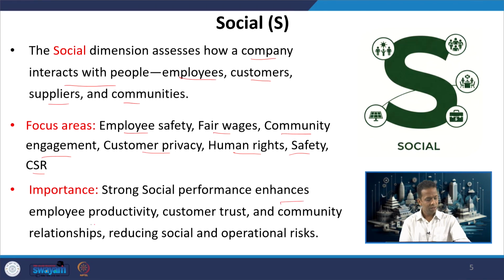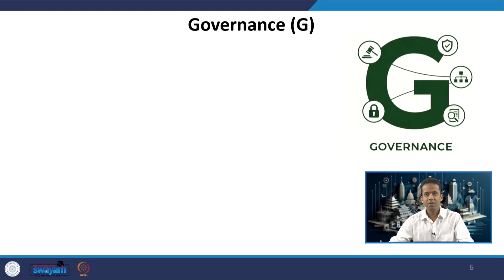It will enhance employees' productivity if employees' interests are being taken care of, if all the employees are provided good facilities of healthcare, of pension, of child care for their children, commute, like some company vehicle for commuting. So, that will enhance the company's productivity, build customer trust, community relationships, and it will reduce social and operational risk. The third one, governance.